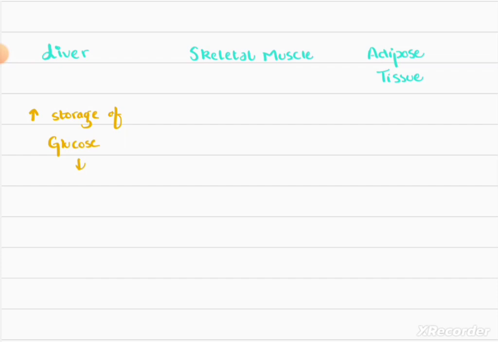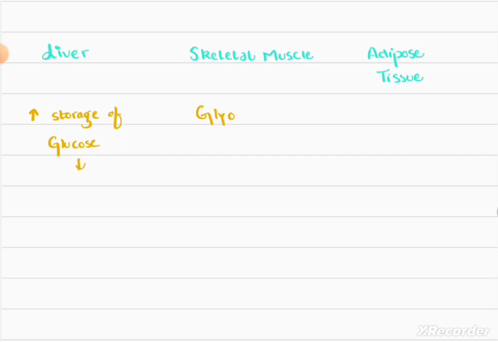Now, in the liver, it also decreases protein catabolism, and increases triglyceride synthesis and VLDL formation, which is very low density lipoprotein formation. So, in the skeletal muscles, what it does is that it stimulates the synthesis of glycogen.